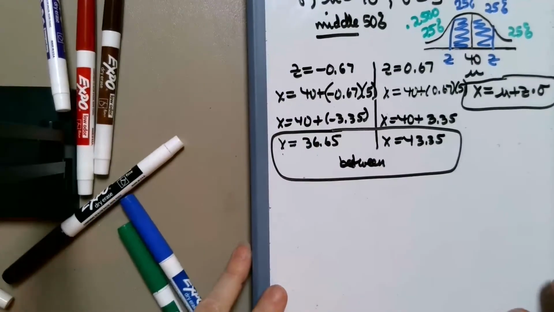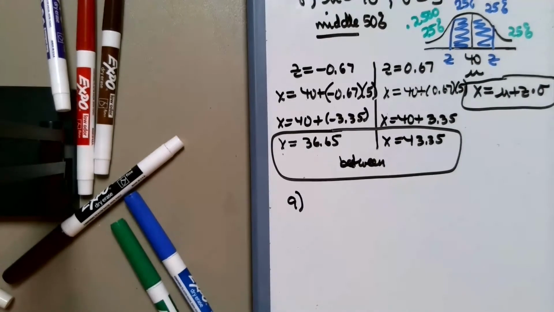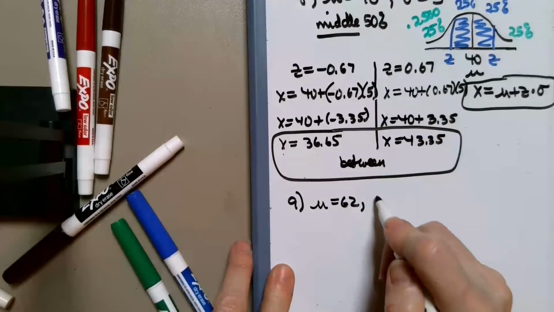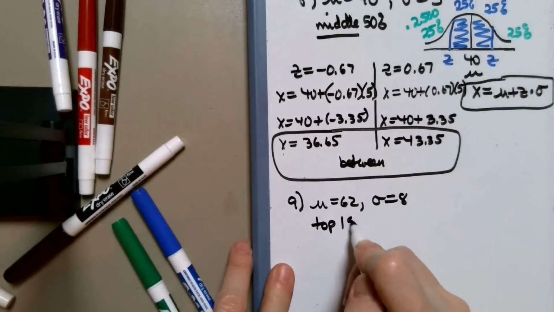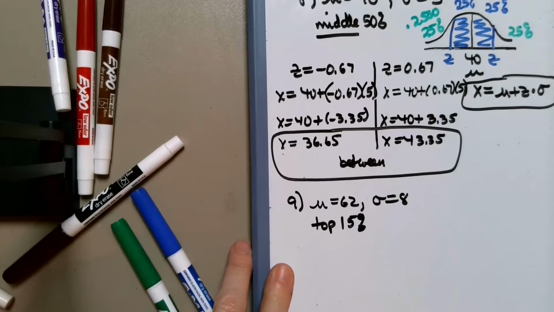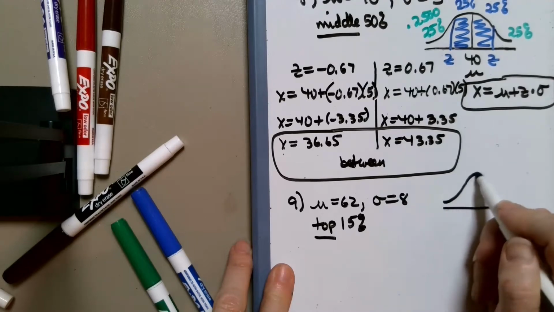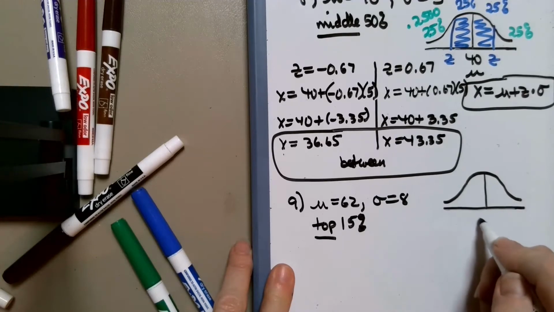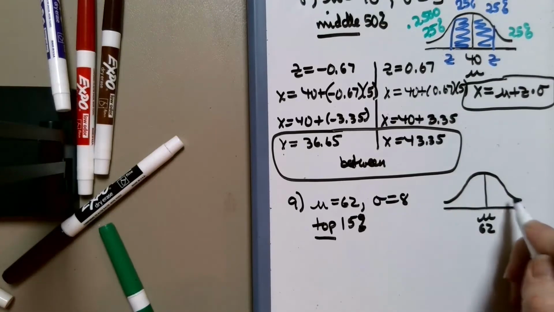So going to number 9. Number 9 says to qualify for security officers training, recruits are tested for stress tolerance. The scores are normally distributed with a mean of 62, that's mu, and a standard deviation of 8, that's sigma. Only the top 15% of recruits are selected, find the cutoff score. So anytime you get percent, you're getting area, and there's some indication about where to shade. By saying the top means the highest. So in the middle is our mean of 62. The top or highest scoring 15% would be over here in the right tail.